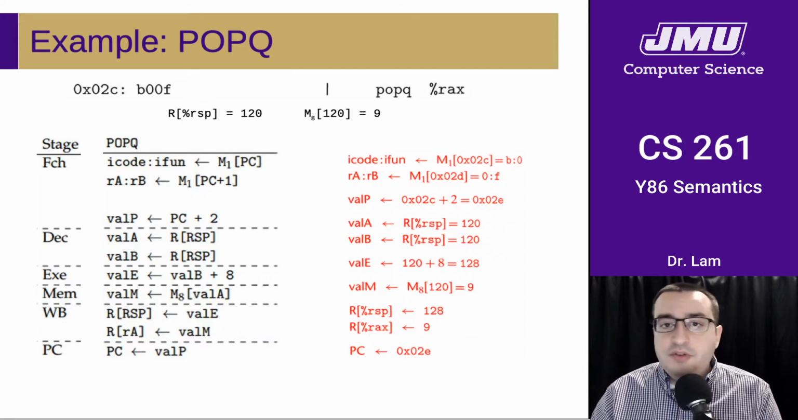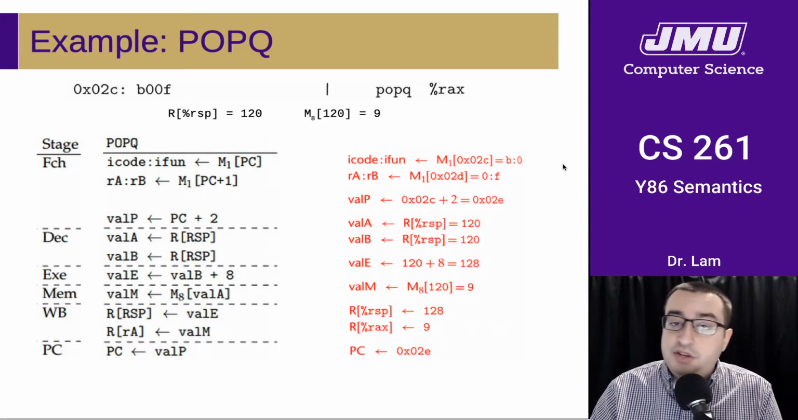Okay, so the fetch stage is always fairly straightforward, and in fact, this is project 3, just reading in all this information and getting it into a struct appropriately. So we're always just going to be reading in the first byte of the instruction and separating it into the I-code and the function, the ifun. So here that's B and 0 respectively. We have a register here, so we're going to read the register byte and separate it into RA and RB. You'll notice that one of those we're not using, so we're only using the RA in this case. And then we'll calculate the address of the next instruction, which is the val p.